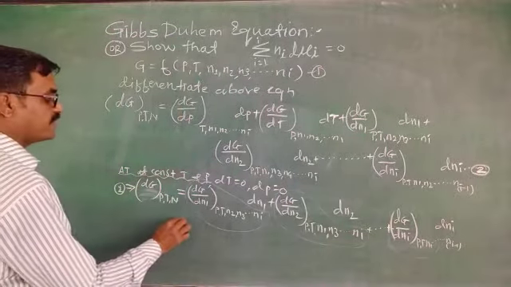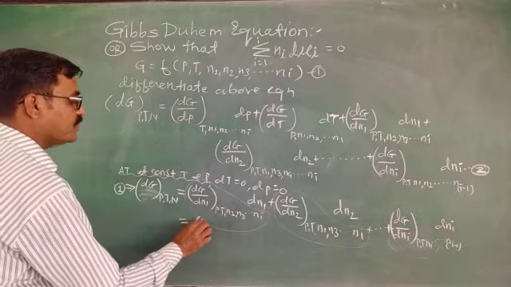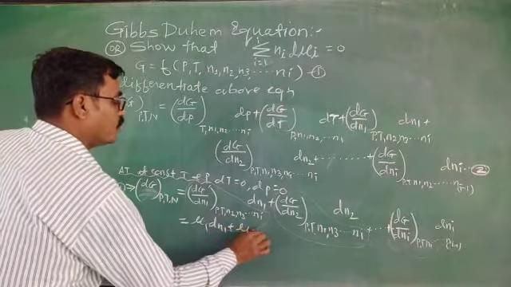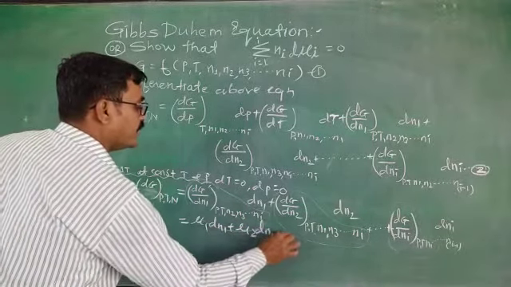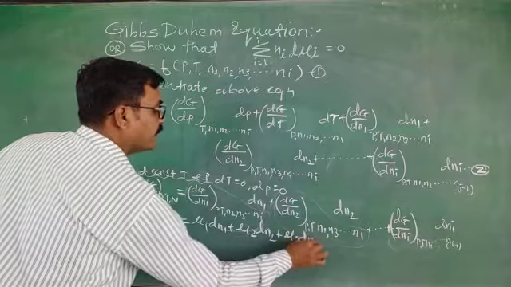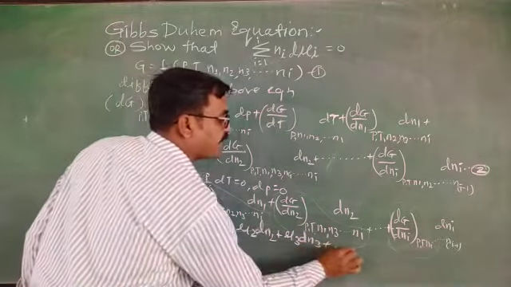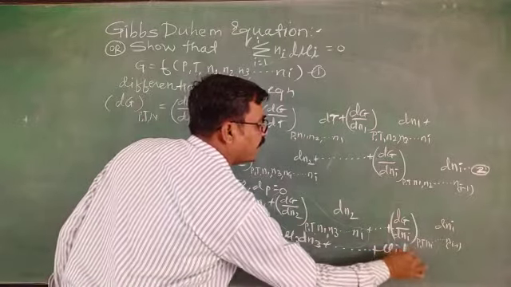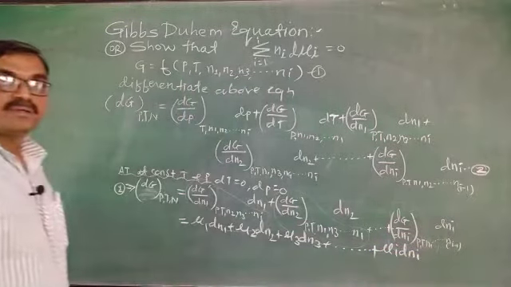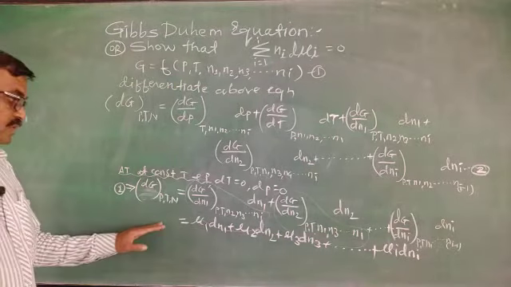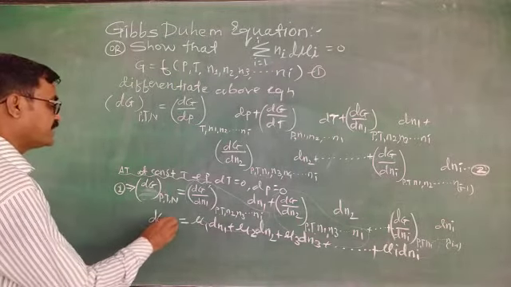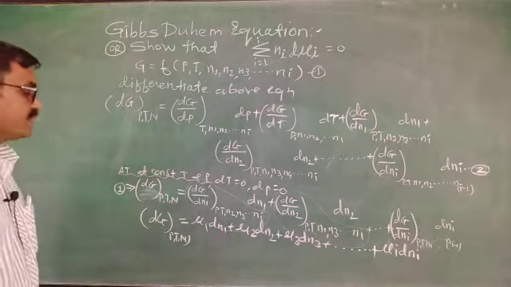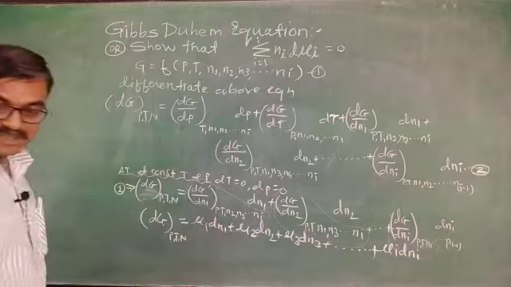That's why the next term is equal to mu1 dn1 plus mu2 dn2 plus mu3 dn3 plus and so on. The last term is mu i dni. Now here the left hand side remains as it is, dG at constant pressure and number of moles of the constituents. This remains the same.